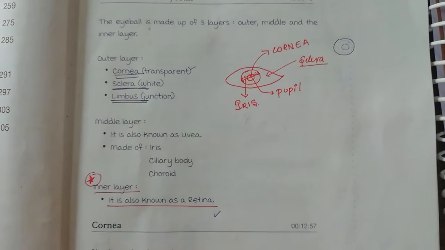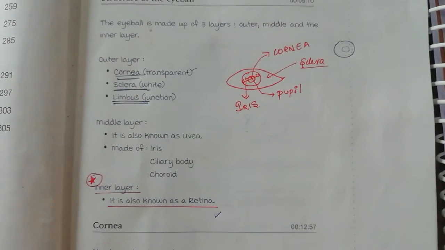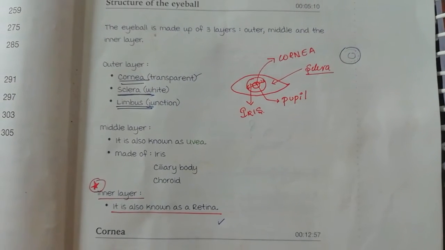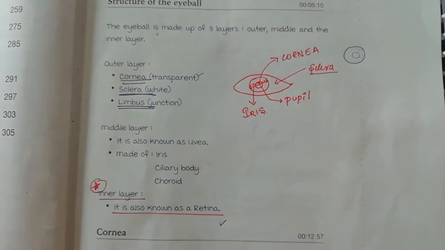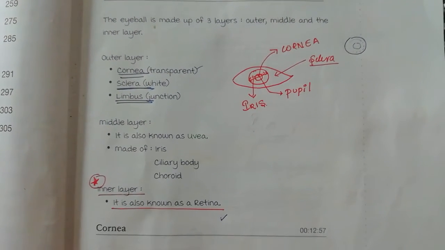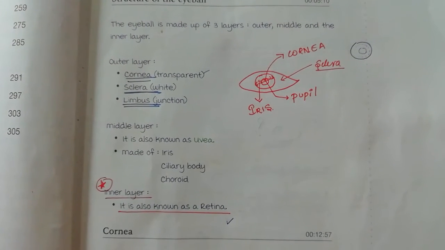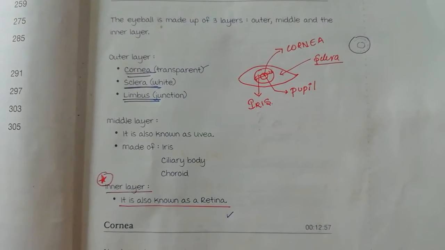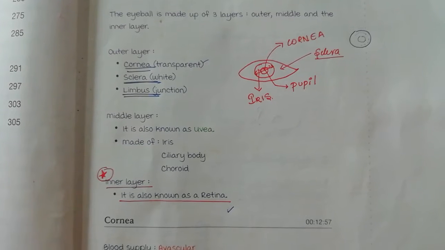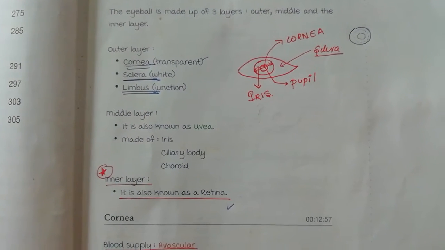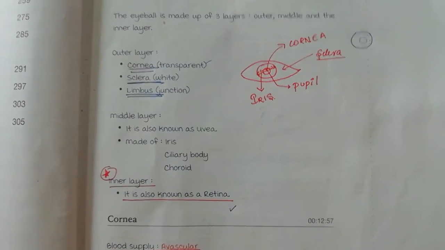And it's also written that under the outer layer you have a cornea which is transparent, you have a sclera which is white, and you have a limbus, that's a junction. And if you look into the second layer, that is the middle layer, it is also known as uvea, and it is made up of iris, ciliary body and choroid, and the inner layer is retina.